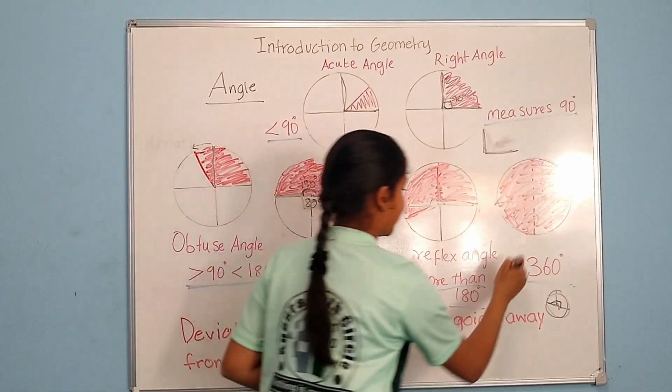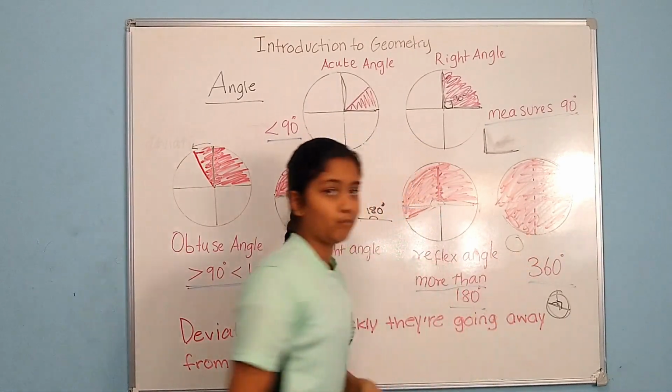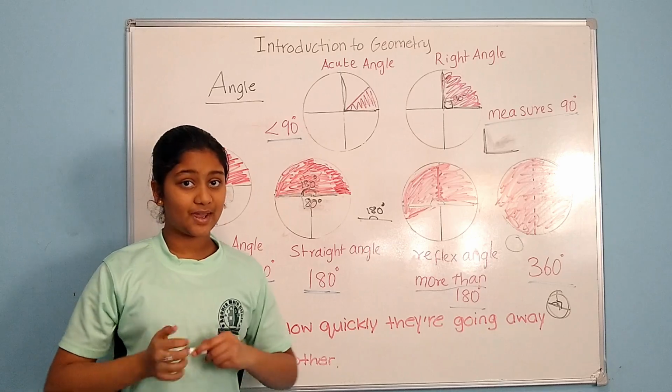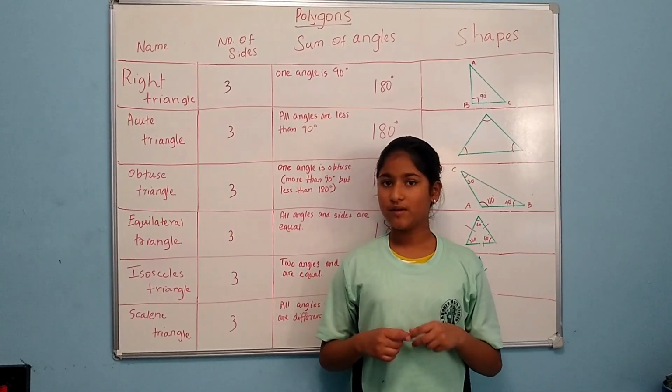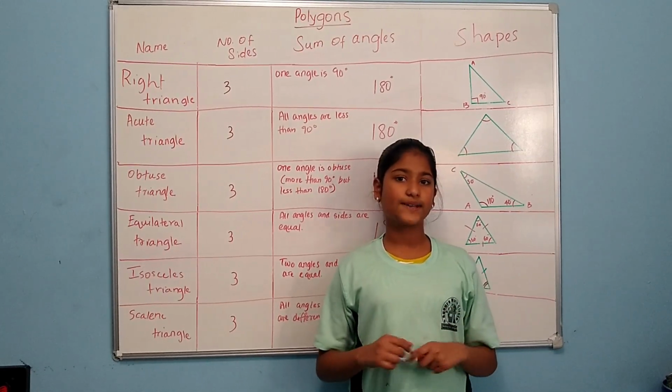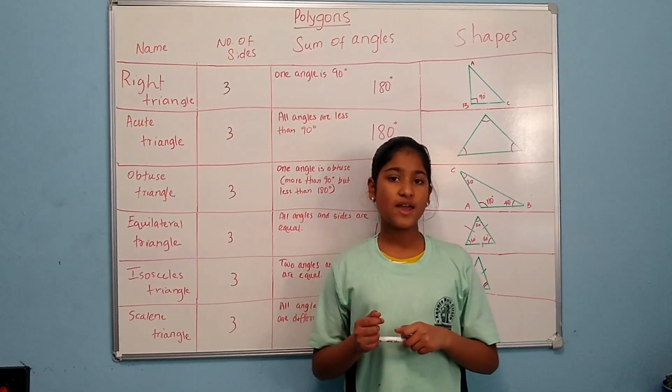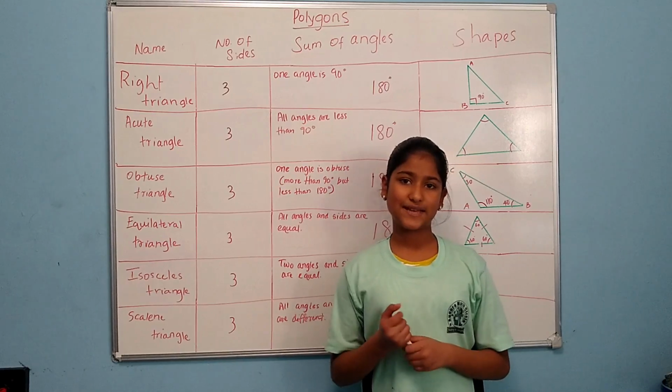So remember, a 360-degree angle is basically just a full circle. So this is what you need to know about angles. Now let's look at polygons and various examples of it. First of all, you might be wondering, what is a polygon? A polygon is a closed shape with 3 or more sides and angles.